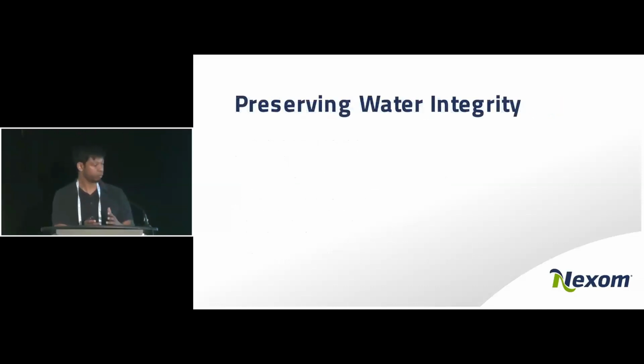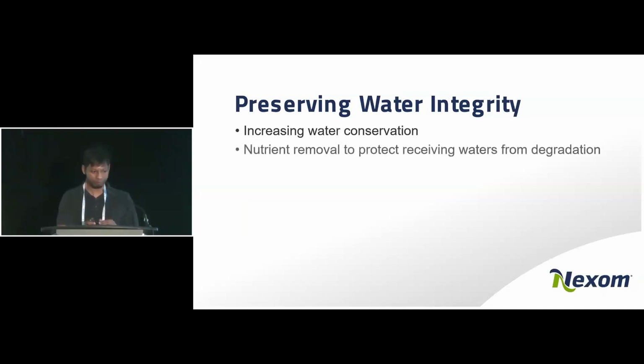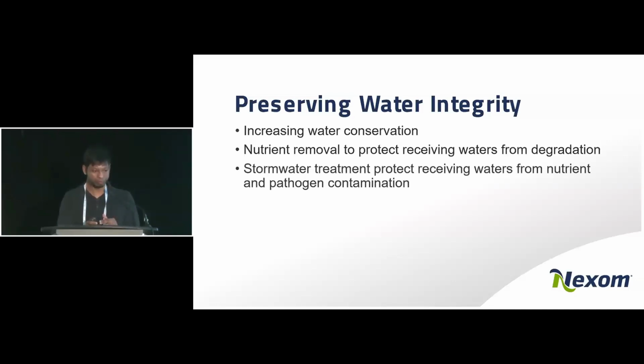The way we can preserve water integrity is by increasing water conservation, removing nutrients that are damaging our lakes and rivers, and treating stormwater before it reaches lakes and rivers, thereby removing any nutrients and pathogens, by using energy efficient and compact equipment.